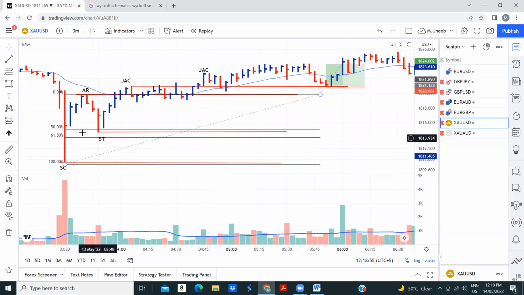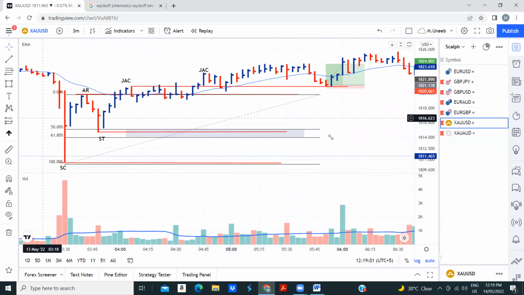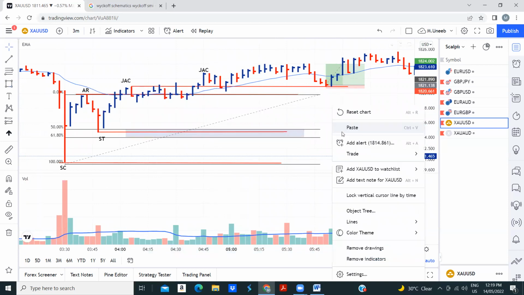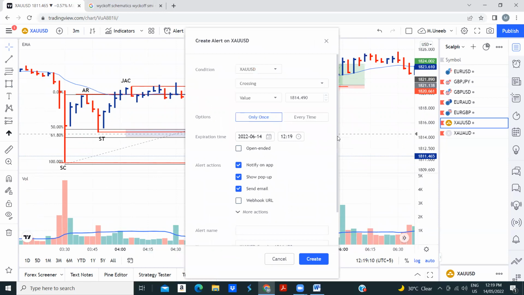Got it? So this is the point where I was expecting the market to come, but the market did not come at this point. So I will just put my alerts. I will go here and put my first alert right over here. I will right click my chart, you will see add alert. I'll put my first alert over here. Got it?